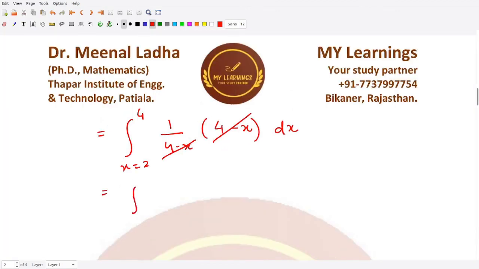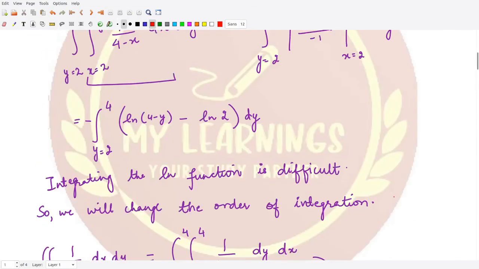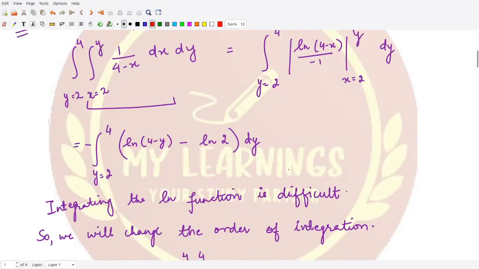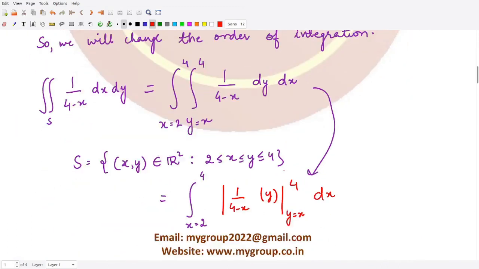So you have integration x varying from 2 to 4 of 1 dx, and its integration is simple. It is just equal to x, and the limits for x vary from 2 to 4. That means you have 4 minus 2, and you have 2 as the final answer. So you have 2 as the answer to this question. You see how changing the order of integration makes your question super simple. You just have to write the correct limits here. I hope you understood this question well. Well, that is it for this video. Thank you for watching.